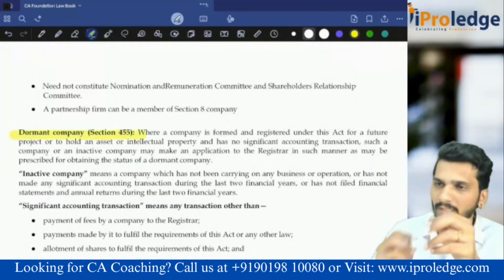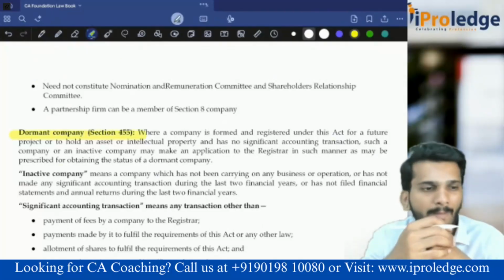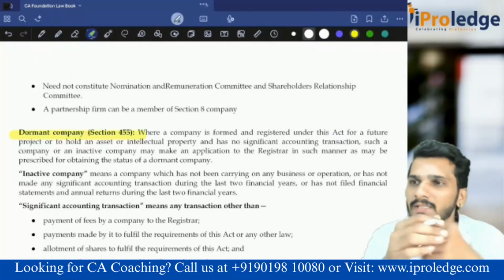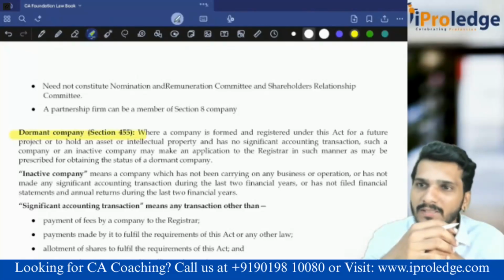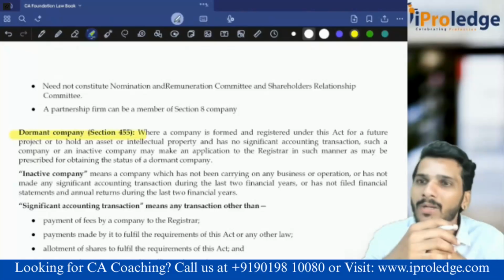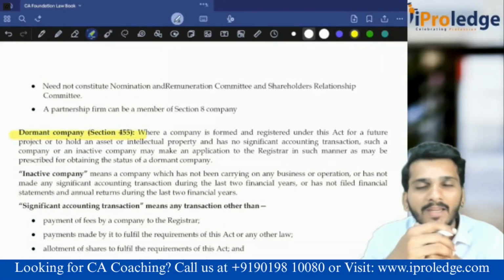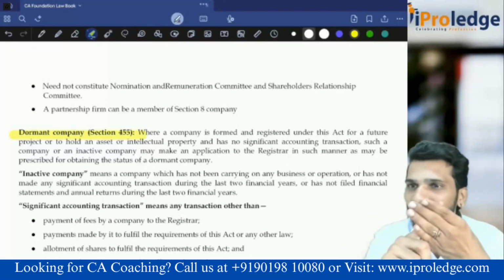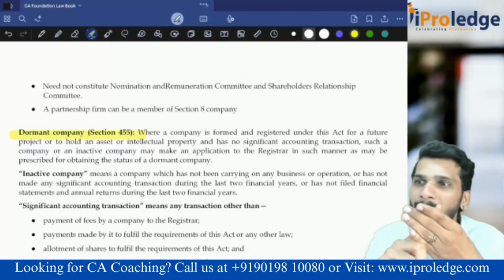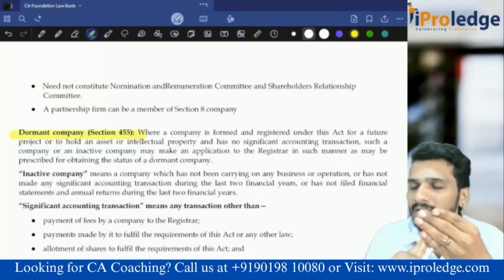Then comes a dormant company. What is a dormant company? The company which does not have any significant accounting transactions is called a dormant company. This includes even an inactive company also. Sir, what do you mean by significant accounting transactions? Any transaction other than these four things is called significant. For example, company purchased, company sold, company paid something to employees, company paid something for taxes, all those things. Then it is called a significant accounting transaction.